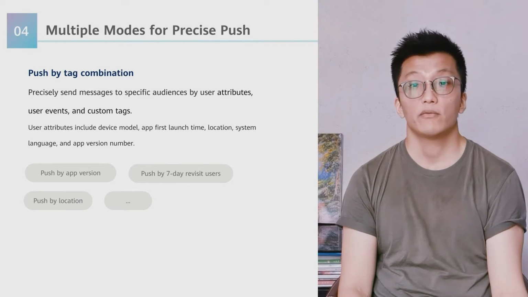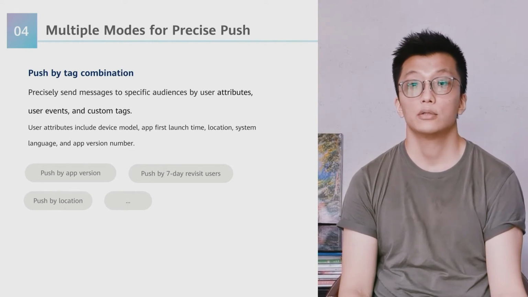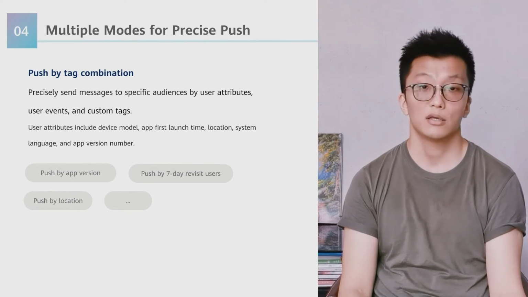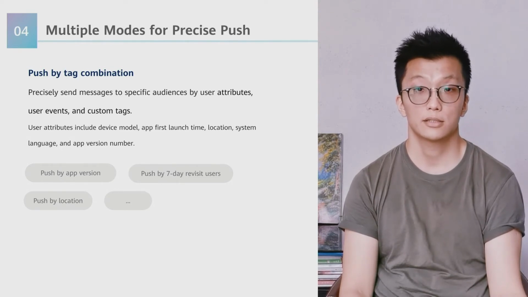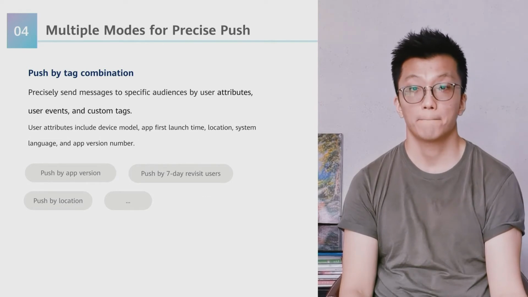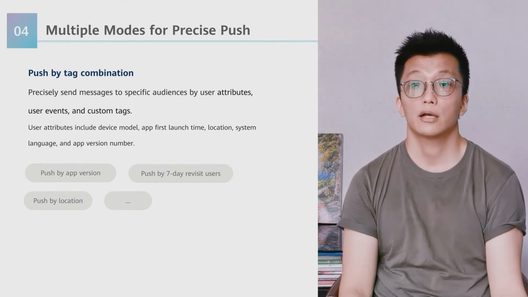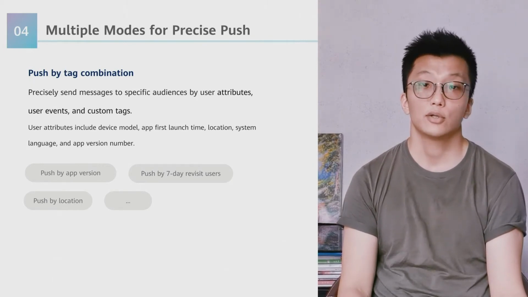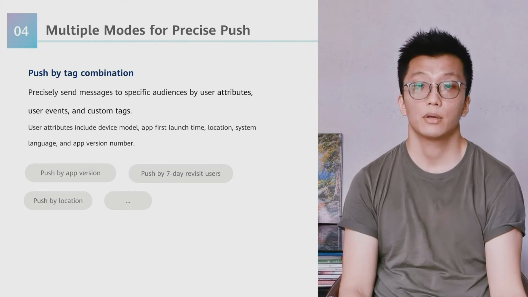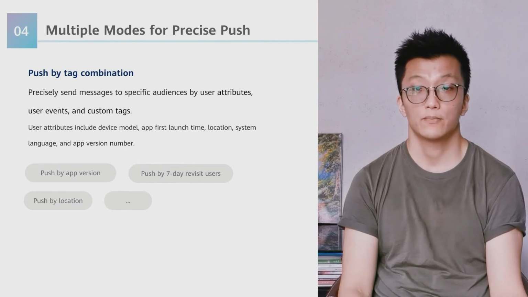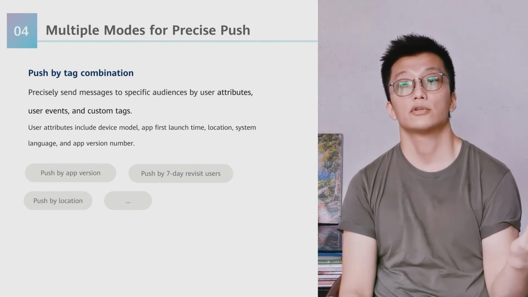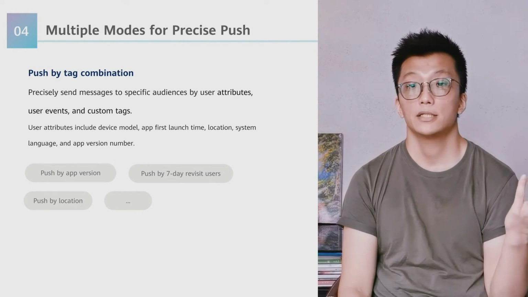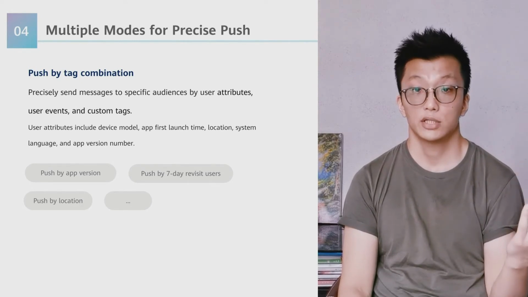The first type of target pushing is to a specific audience by user attributes, events, and tags. This feature is integrated with the HMS Analytics Kit, which I won't be going into much detail today, but basically you can select a group of users from the analytic data collected and send messages to them. The group's formation can be determined by a barrage of attributes, events and tags, and their combinations, for example by app version, by location, by system version, by visiting frequency, etc.